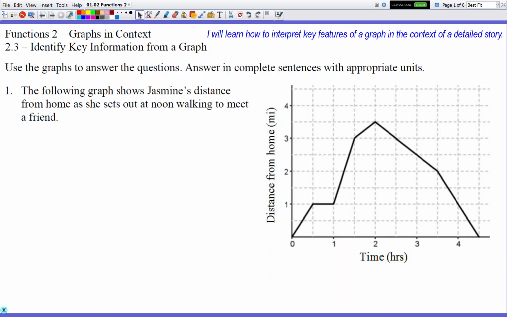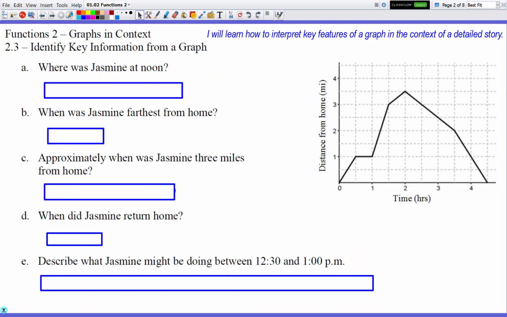So this first one is about Jasmine, and it's a graph that shows Jasmine's distance from home as she sets out at noon walking to meet a friend. Let's see what our questions are. First question, where was Jasmine at noon?